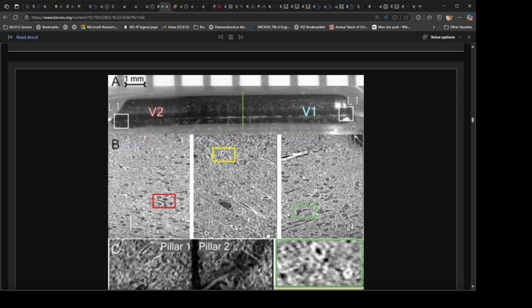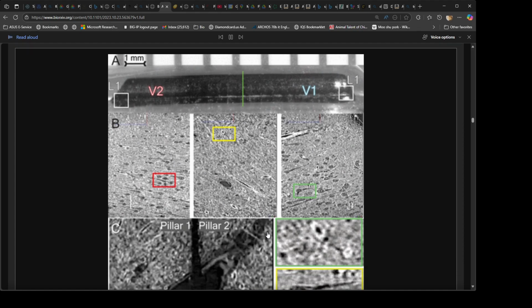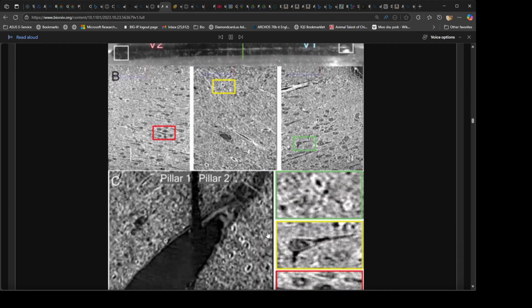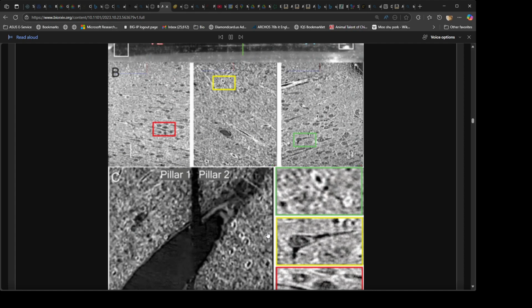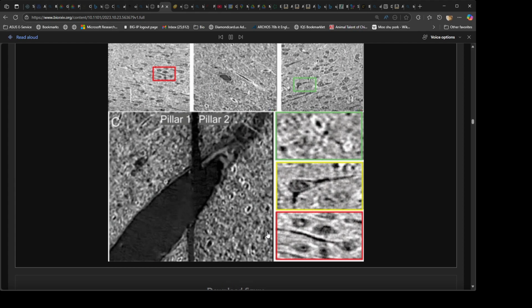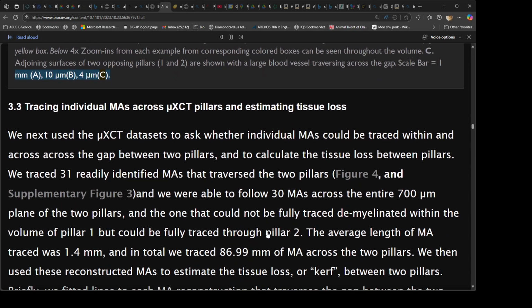Subcellular features can be readily identified, including dendrites, left and middle, red and green box, and individual MAs, right, yellow box. Below, 4x zoom-ins from each example from corresponding colored boxes can be seen throughout the volume. C. Adjoining surfaces of two opposing pillars, 1 and 2, are shown with a large blood vessel traversing across the gap. Scale bar equals 1 mm, A, 10 μm, B and C.